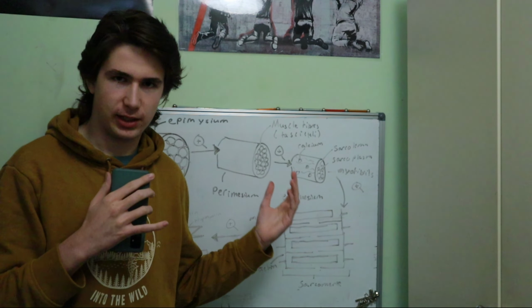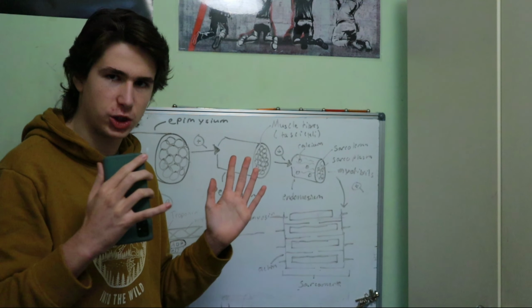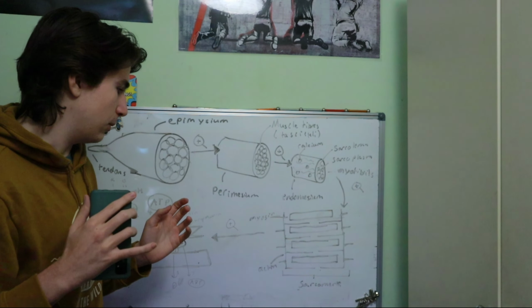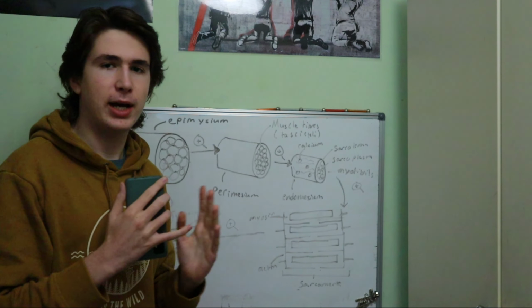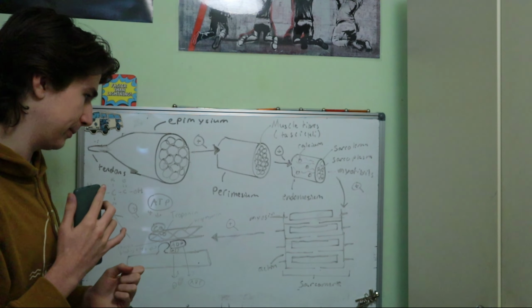These myosin and actin glide across each other and therefore shorten the sarcomere, which shortens the muscle and therefore contracts the muscle, so the muscle gets smaller and it therefore pulls whatever you're pulling.